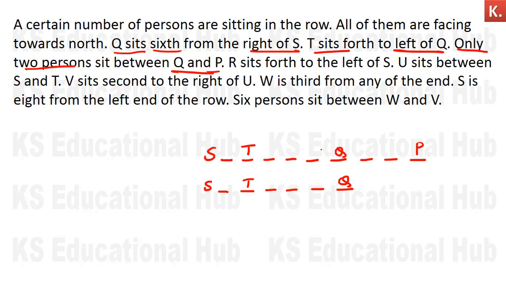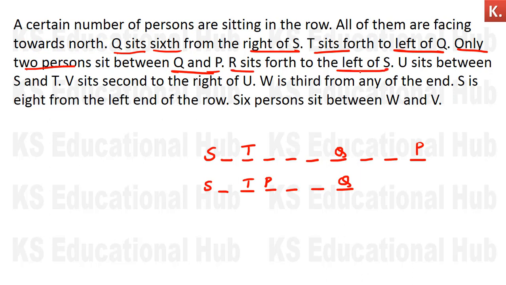So only two persons sit between Q and P. Q is here, 1, 2, so P can be here as well. Right? P can be here as well.